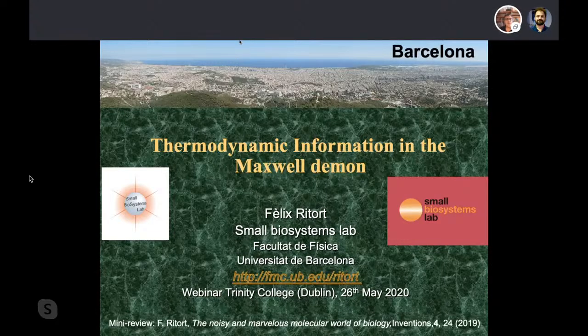And following this statement by Lord Kelvin in the 19th century, you start understanding something when you can measure it and when you can give a number to that quantity. So that's our leitmotif to start to do this kind of research.